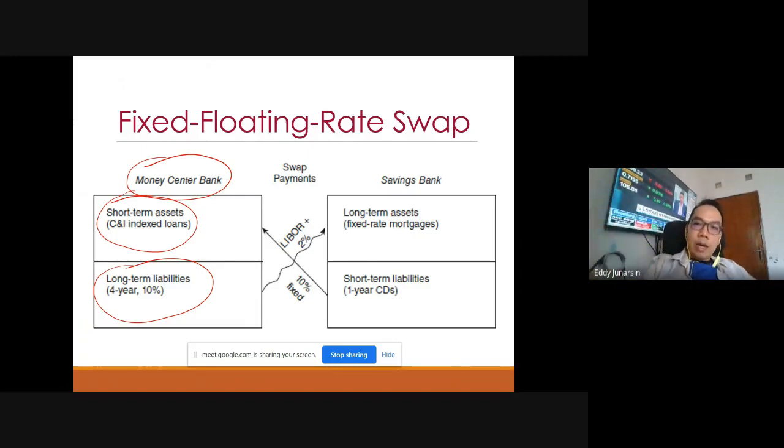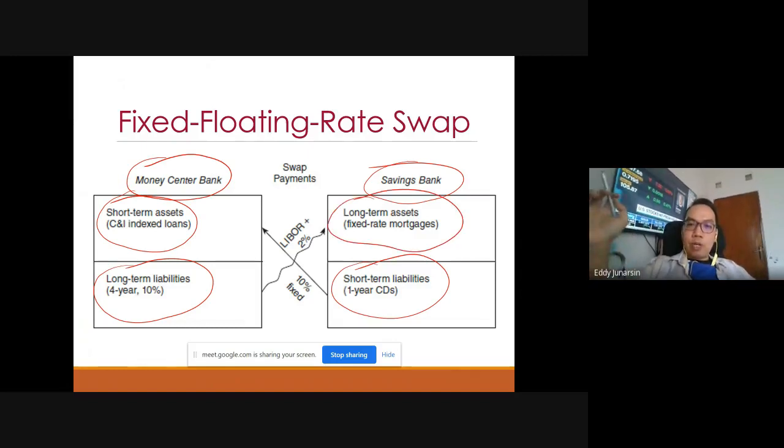On the other hand, the savings bank right now is paying the CD rate, or variable rate, but actually they would be happier if they could pay fixed rate obligations because their assets are fixed rate mortgages, making money with the fixed rate system. So can you imagine a situation? This is quite similar to what I explained in the previous video. Now, they have to pay the fixed rate, but they shift it to the savings bank. Of course, they have to fulfill their obligation right now.